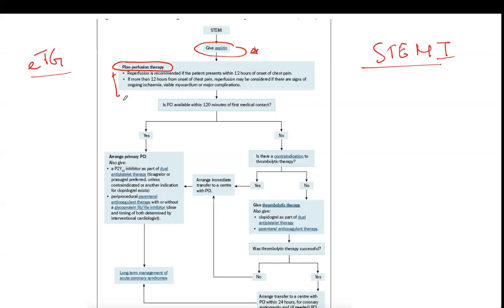How you are going to do it depends on when patient presented after the chest pain. So reperfusion is recommended if patient presents within 12 hours of onset of the chest pain. So if a patient comes within 12 hours of chest pain, then you can choose a reperfusion treatment. So reperfusion is nothing but there was a blocked artery like this, and you want to open it up.